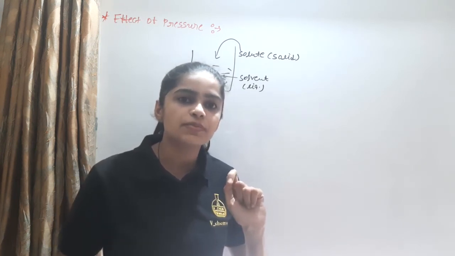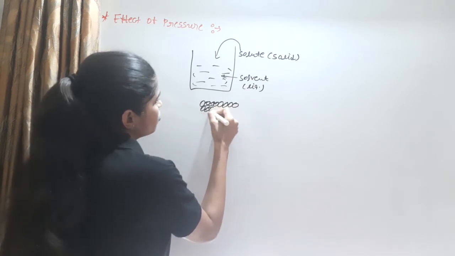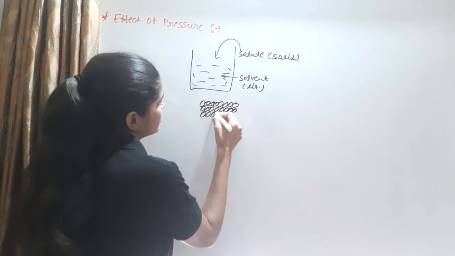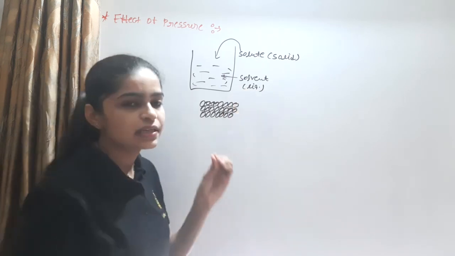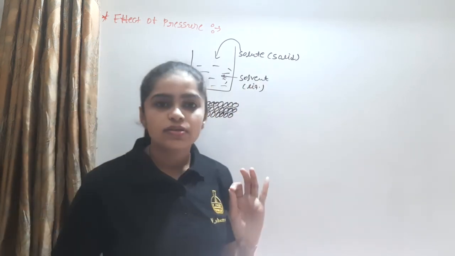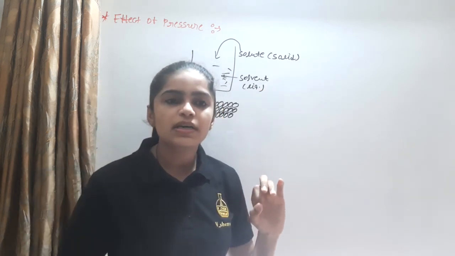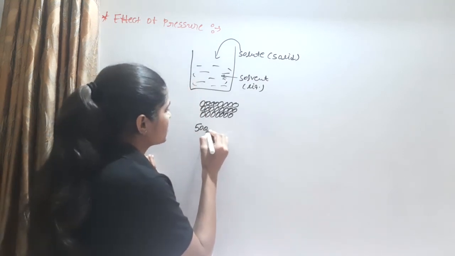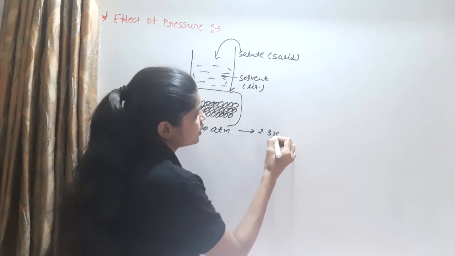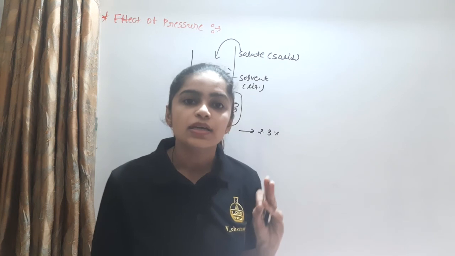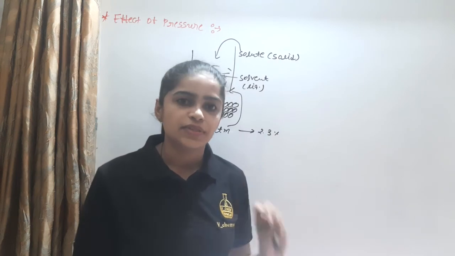Why are they incompressible? Because in solids, all the constituent particles are very close to each other, strongly attached to each other, so it is incompressible. In the same way, liquids are incompressible. So that way there is a very minute effect of pressure on solids and liquids. For example, when 500 atm pressure is applied to this solution, its solubility increases only 2.3%. So this is the minute effect of pressure on a solid dissolved in a liquid.